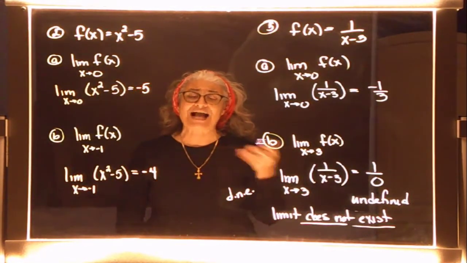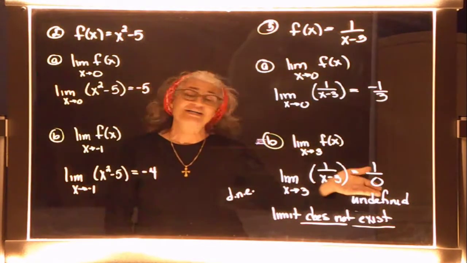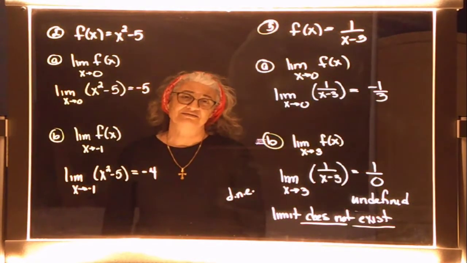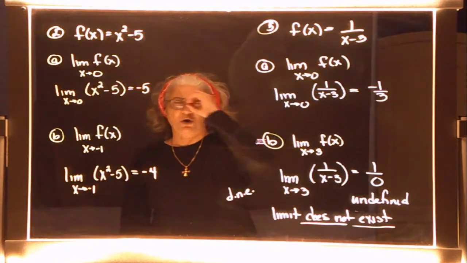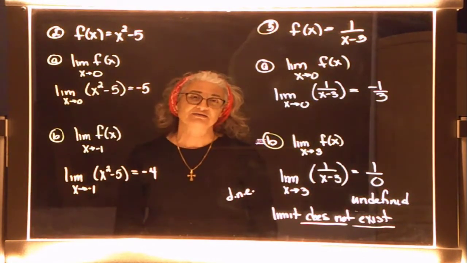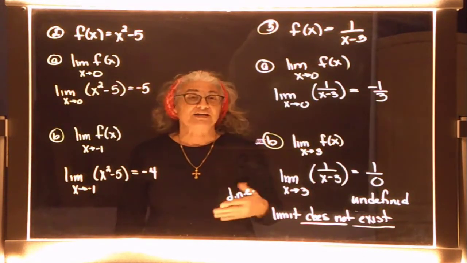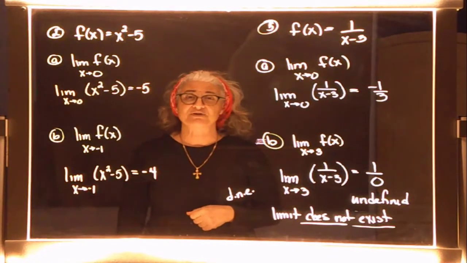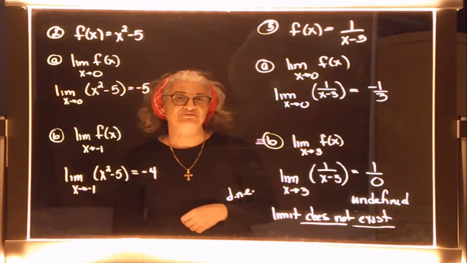But in this case, the limit does not exist. How could the limit exist if I end up with an answer that's undefined? That's not something I can graph. That's a hole in the graph, as a matter of fact. Good? Okay, stay tuned. I got another theorem for us. Well, actually, I have our first theorem for us, so stay tuned.